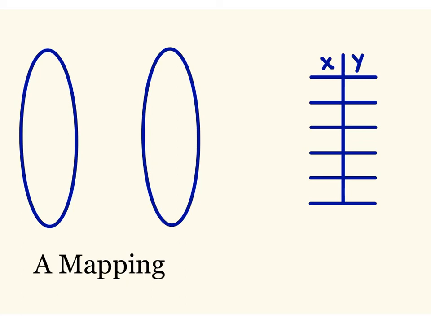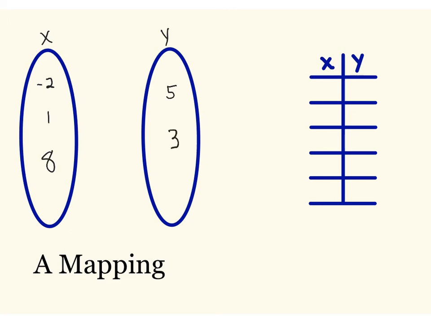Now in a mapping, typically what we'll have is these ovals, and in the first oval I'm going to put input values or x values, and I'm picking these numbers at random at this point. So let's say we have -2, 1, and 8. And then in our output circle, I'm going to use the values of 5 and 3.